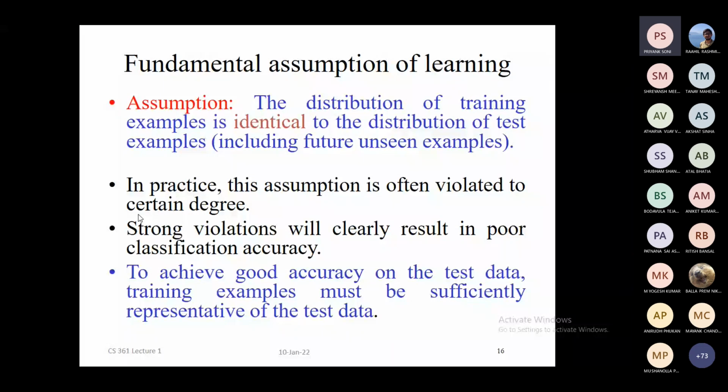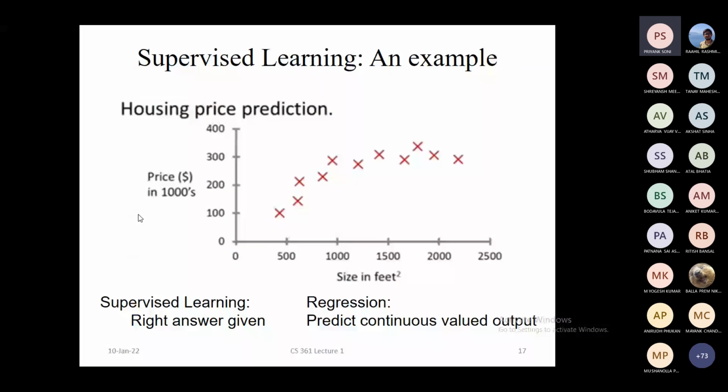Okay, let's take an example. Now it is a regression example, but a supervised learning one: housing price prediction. Here you can see these crosses. What do these crosses mean? Each cross is a two-dimensional data point, a training example.